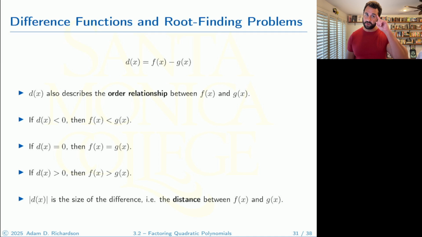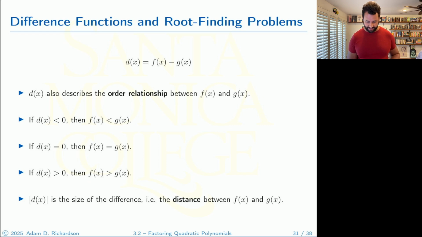Think about it in terms of a graph we're going to see in a moment here. If d of x is negative, then the graph of f is below the graph of g. If d of x is equal, the graphs intersect. They're touching, they're at that same level. If d of x is positive, then the graph of f is above the graph of g.